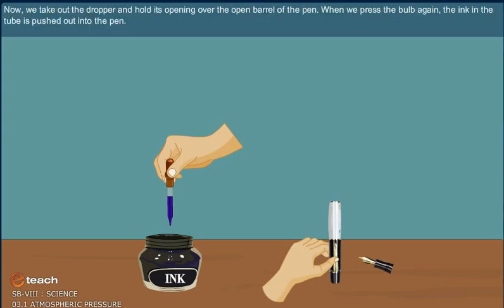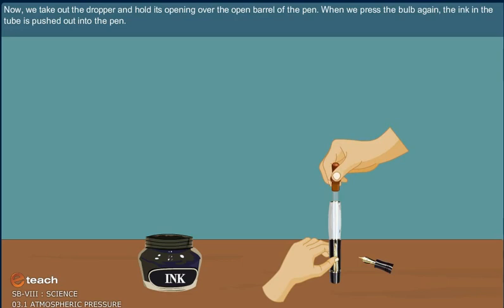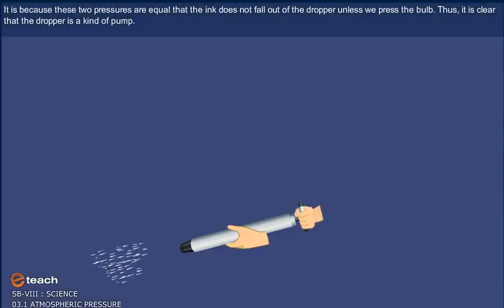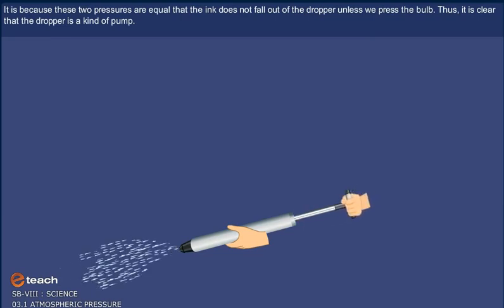Now we take out the dropper and hold its opening over the open barrel of the pen. When we press the bulb again, the ink in the tube is pushed out into the pen. How much ink collects in the dropper? Ink enters the dropper till the pressure of the air in the dropper becomes equal to the atmospheric pressure outside acting at its tip. It is because these two pressures are equal that the ink does not fall out of the dropper unless we press the bulb. Thus, it is very clear that the dropper is a kind of pump.